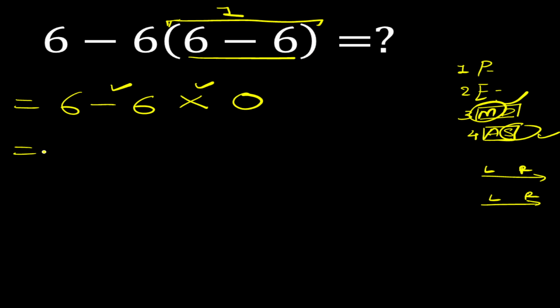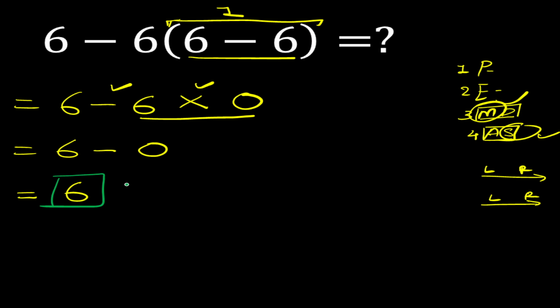So now 6 minus, now solve this multiplication, 6 multiply 0 is equal to 0. Now 6 minus 0 is equal to 6. So the correct answer is 6, right?